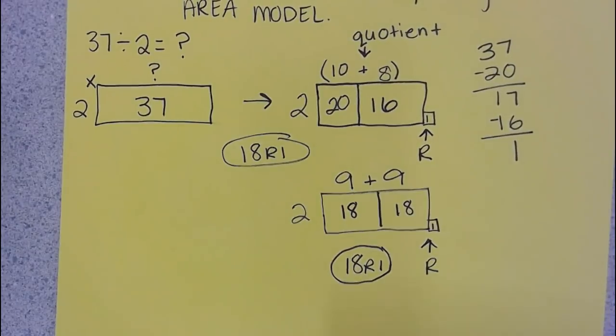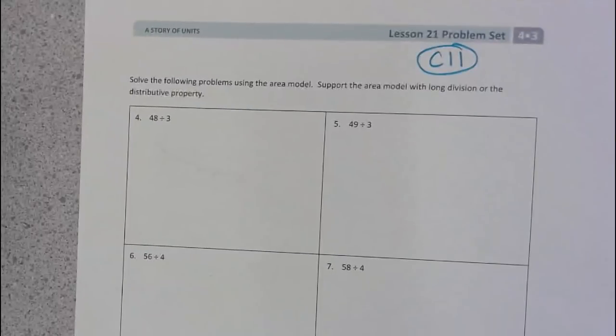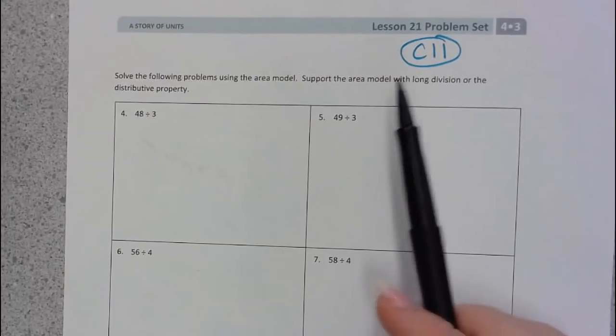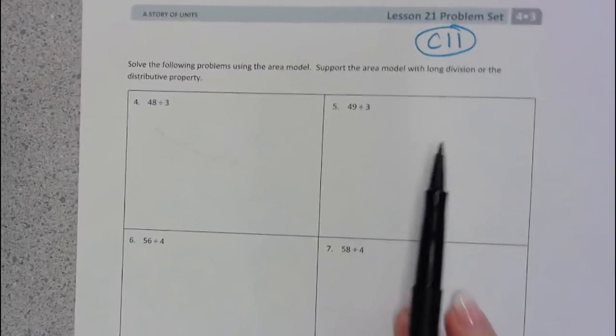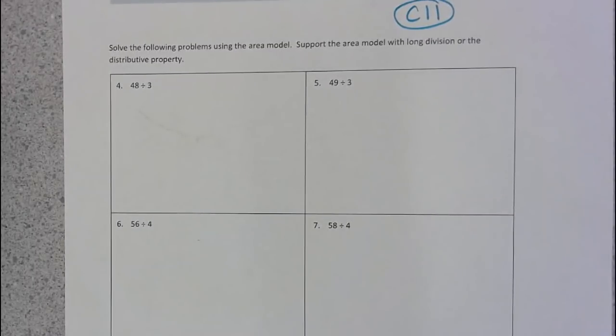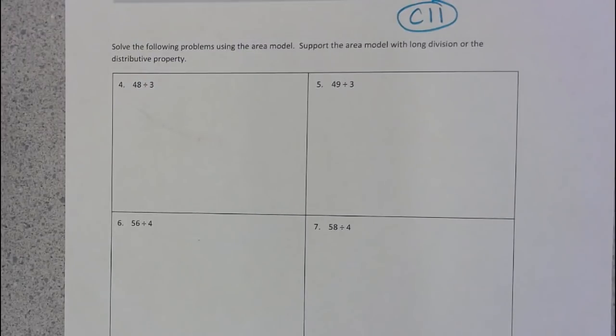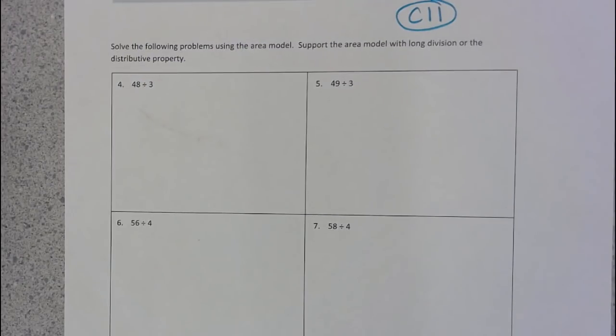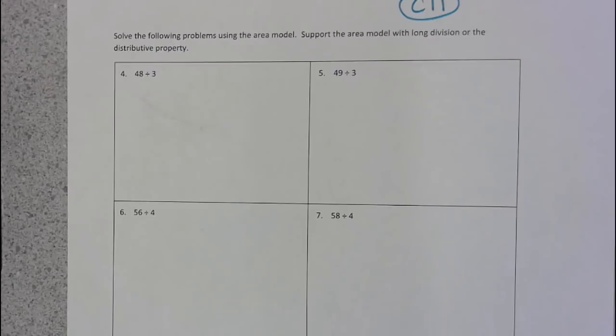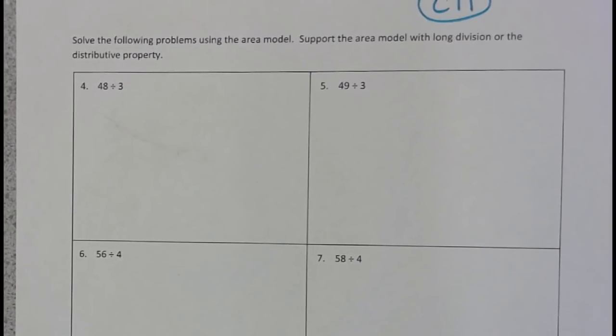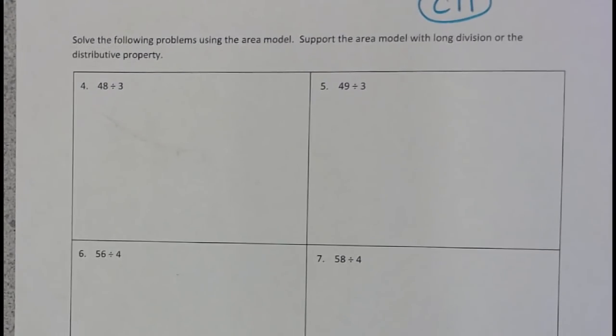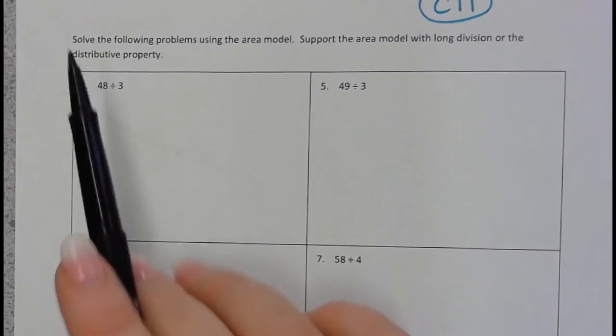Okay, so I'm going to go ahead and switch over to our problem set. Okay, I did not mention it earlier, but we are on C11, which is competency 11, which has to do with division and different strategies. And yesterday I told you all that we would be using the area model for sure as a strategy, since it's listed in our competency. Okay, so let's go ahead and start and read the directions.